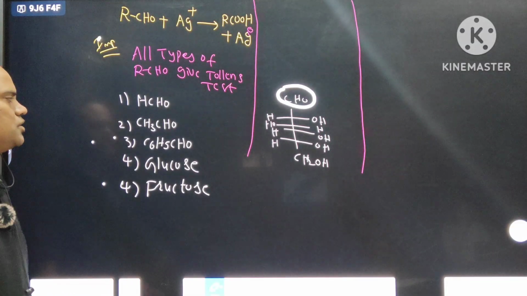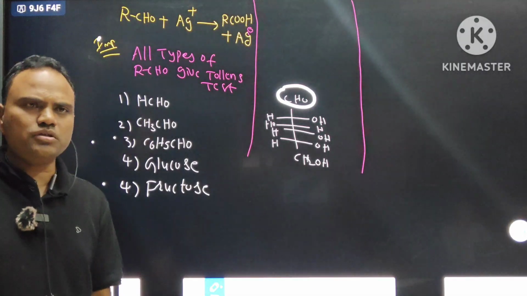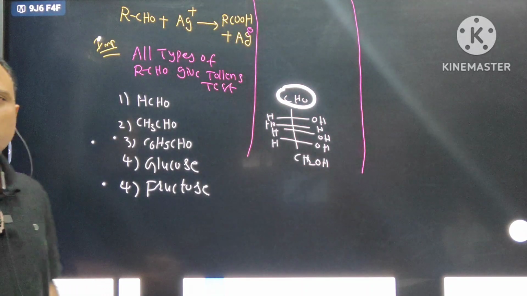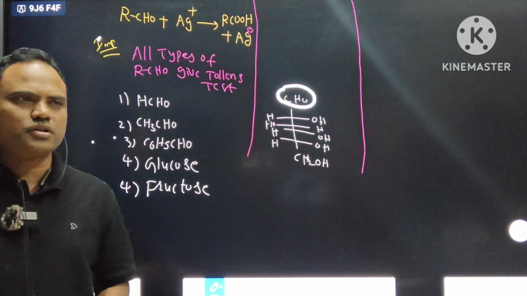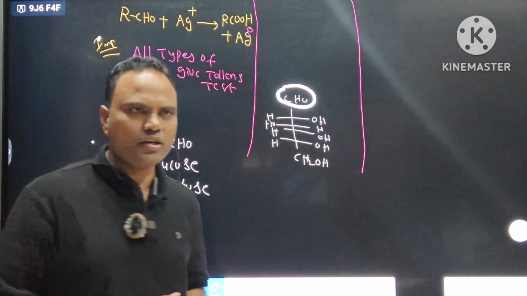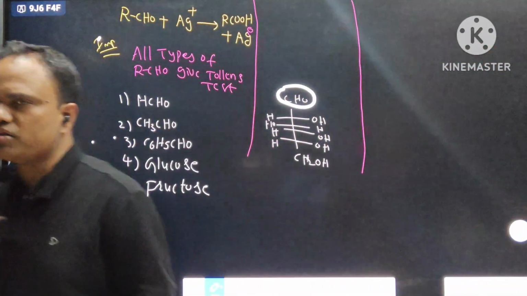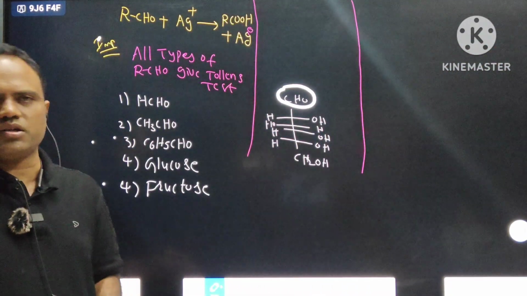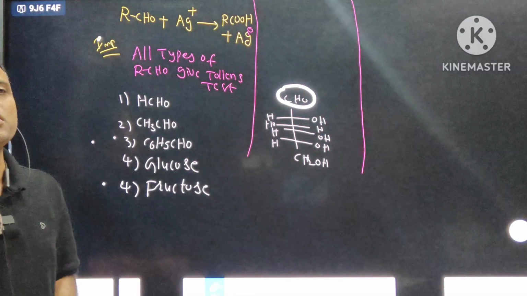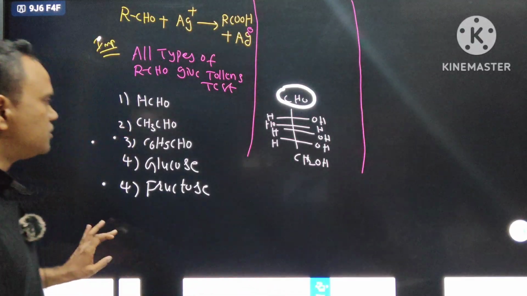Everyone can identify aldehyde. Other compounds like glucose, fructose. In glucose, aldehyde group is there. That's why it gives a positive test. Right, coming to the exceptional cases. We are discussing oxidation properties of carbonyl compounds like aldehydes and ketones. But see, even though some compounds do not belong to the aldehyde functional group, they give a positive test with the Tollens reagent. Very, very important.